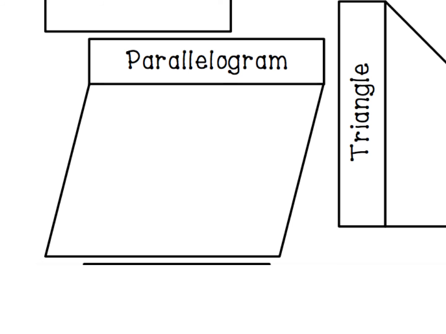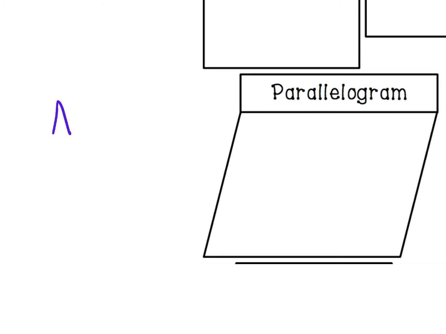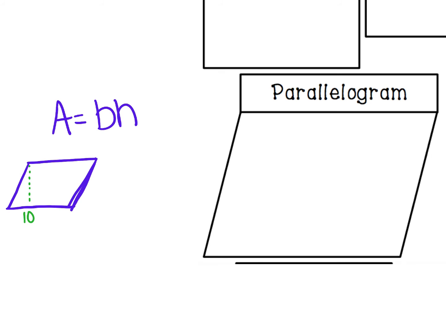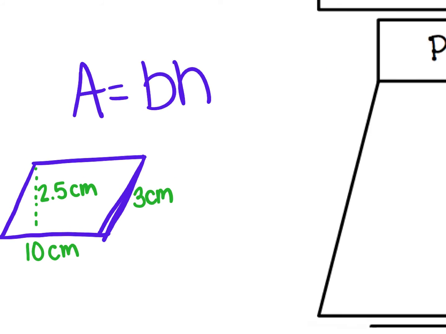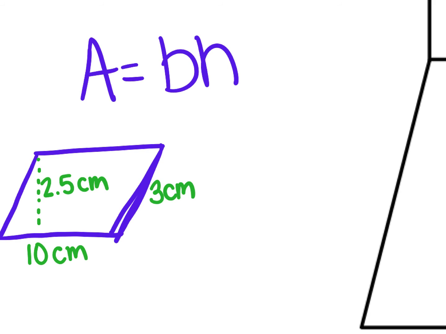We already labeled your parallelogram. So on the inside of your parallelogram flap, we're going to write the formula. Area equals base times height. And you're going to draw this parallelogram in. Go ahead and sketch that into your notes.